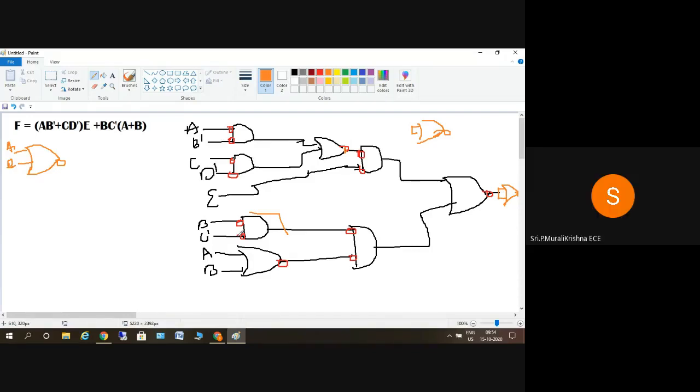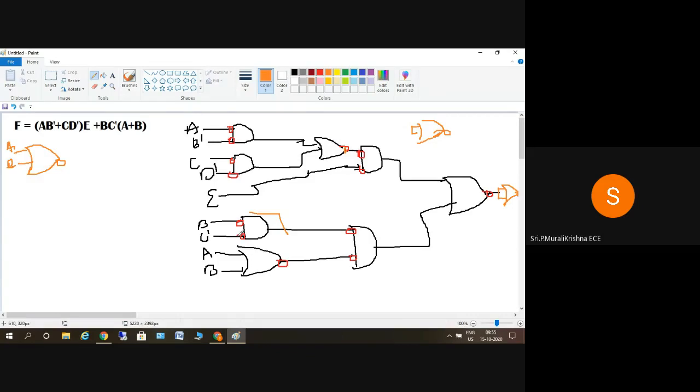Multi-level NAND and NOR implementations. Okay, so they will also give NAND and NOR implementations, but these are very simple, seriously. They may appear lengthier, but these are very very simple ones, right? So this is all about your NAND and NOR implementation.